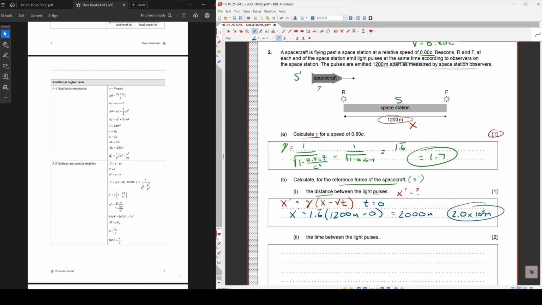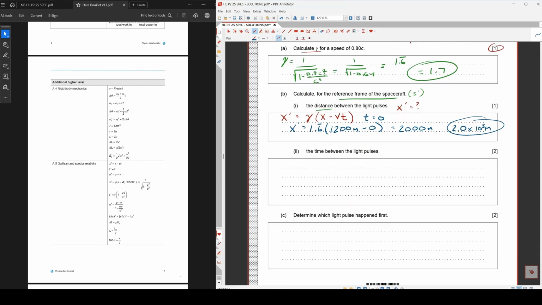That's fine. Okay, now let's find the time between the light pulses. Again, this is really just knowing what data booklet equation to use, which is this one, because I want to recognize they're asking me for t prime. The way they write these is sometimes weird. This is B, so B1 was this thing, B2 is this thing. So I want to read this section as, go back to the beginning.